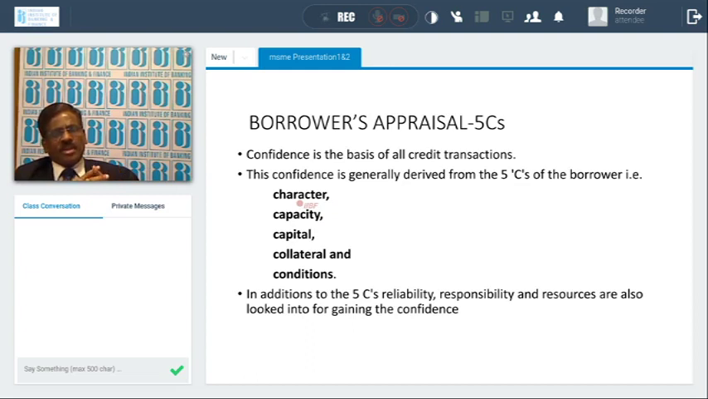What is the capital? Whether he is in a position to contribute to capital, and if the unit is going to suffer, whether he is in a position to contribute further capital or not. What collaterals is he offering for the security, and what are the conditions you put in the terms of sanction, whether he will be able to comply with those conditions or not. We will be analyzing the borrower's appraisal.